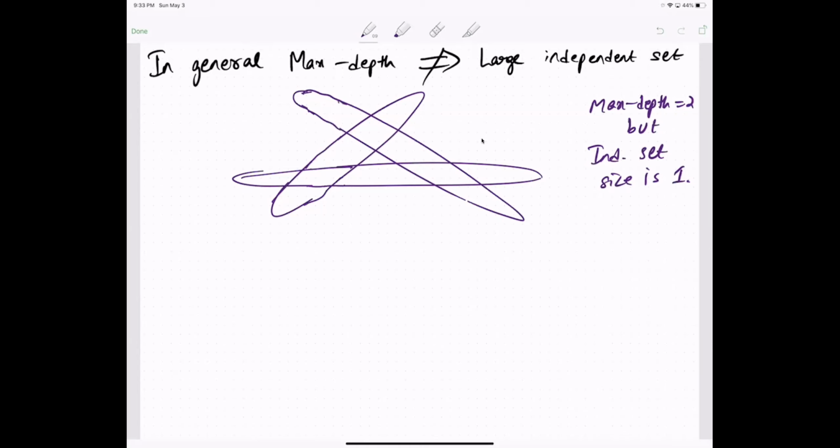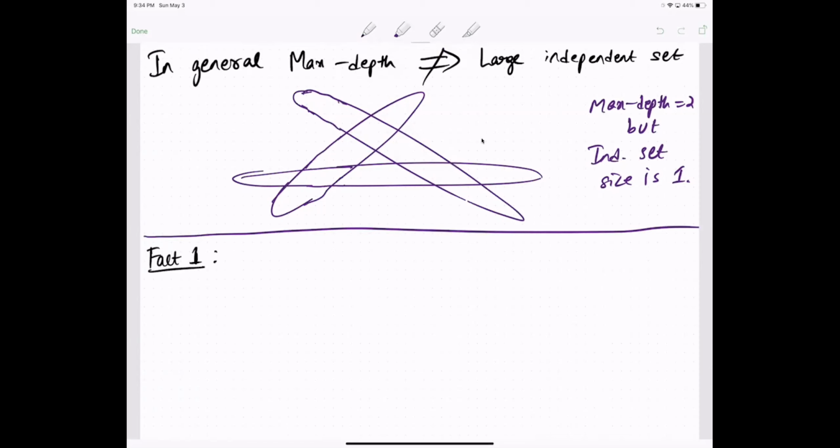All right, so as you can see, there's something nice about this, which ensures that if the depth is small, then you can get a large independent set, right? Okay, so let's state the first fact here that we want to prove about these disks. Let me write down the statement first.